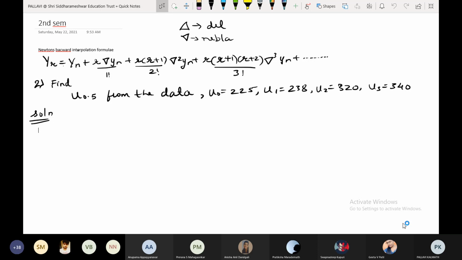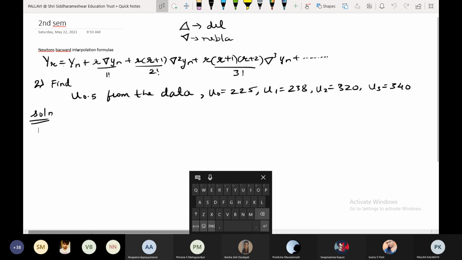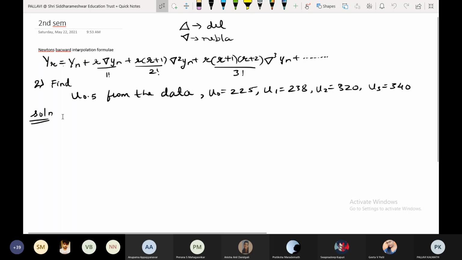Okay, will you write the question? So now you tell me here, what is this: u0 225, u1 238, u2 320, u3 340? This is the given data in the form of X and Y. They have told you to find u of 0.5. So u of 0.5 means what?